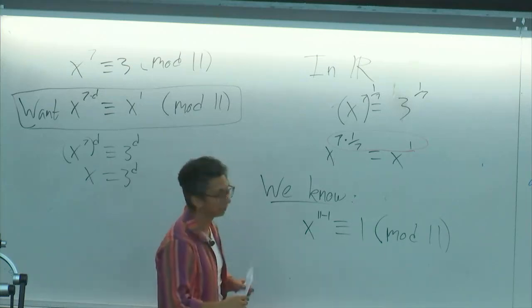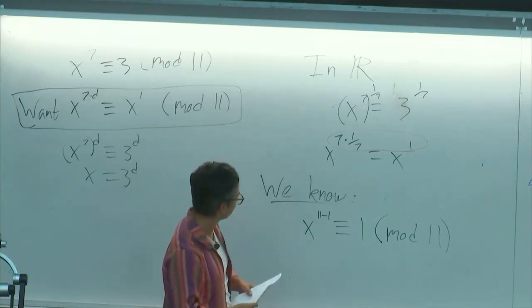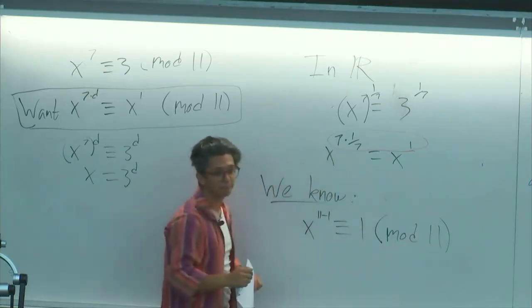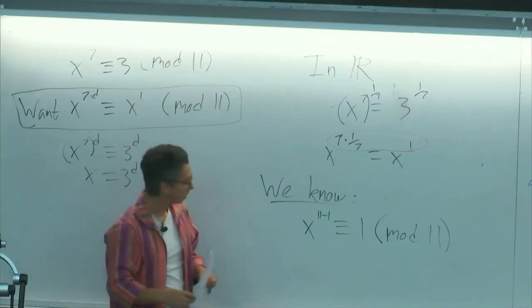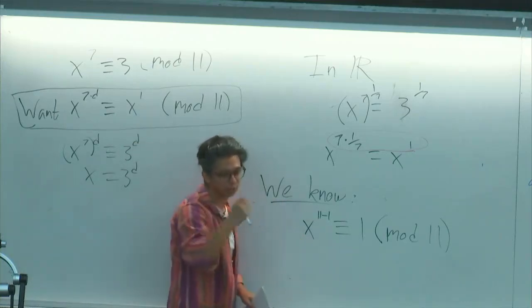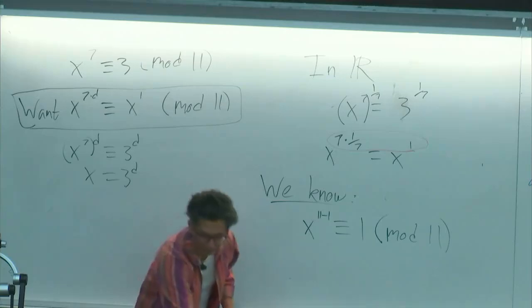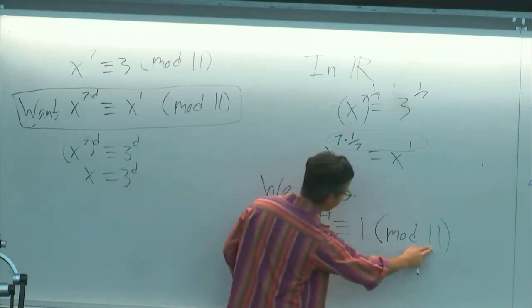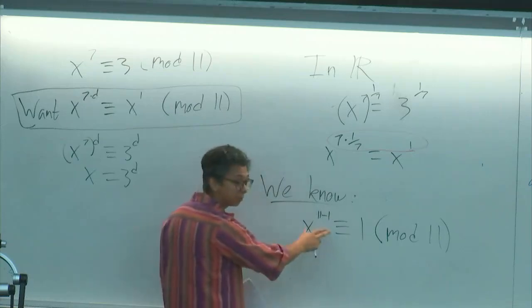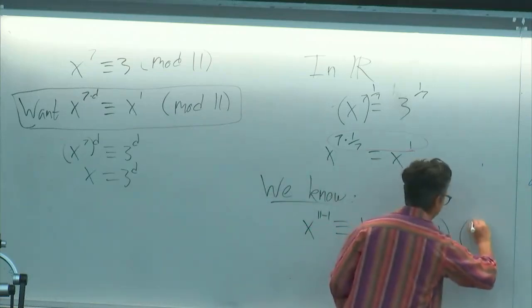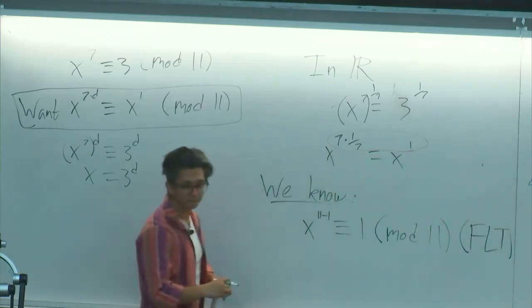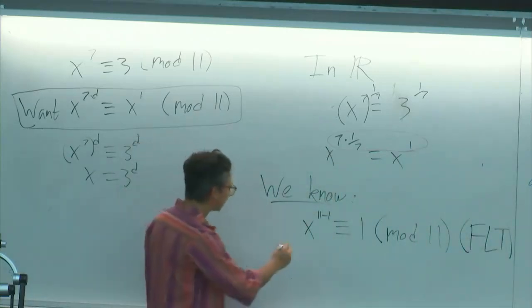Yeah? How do you know that x is prime? We don't know x is prime, but we do know 11 is prime. So we don't know anything about x yet. That's what we're trying to figure out. But we do know 11 is prime, so we know that this property holds. This is Fermat's little theorem. I'll even write FLT here. Fermat's little theorem. Right. What does that tell us?